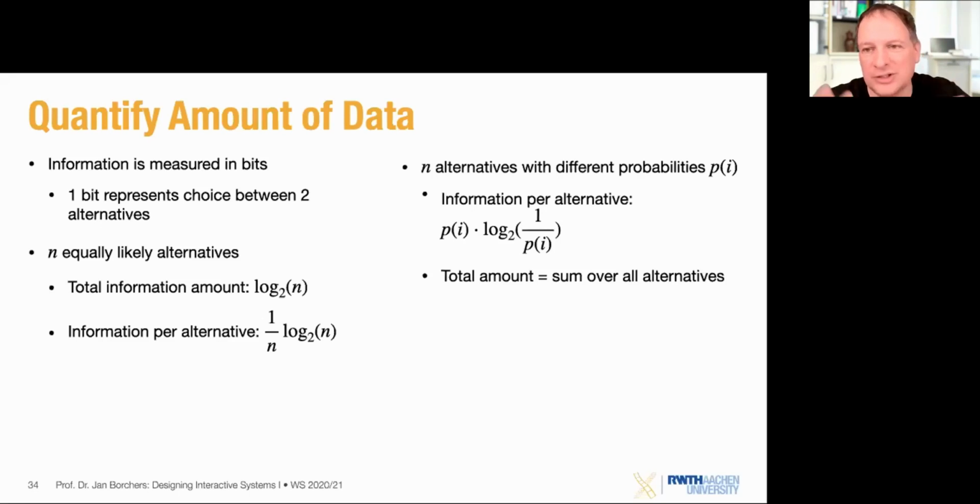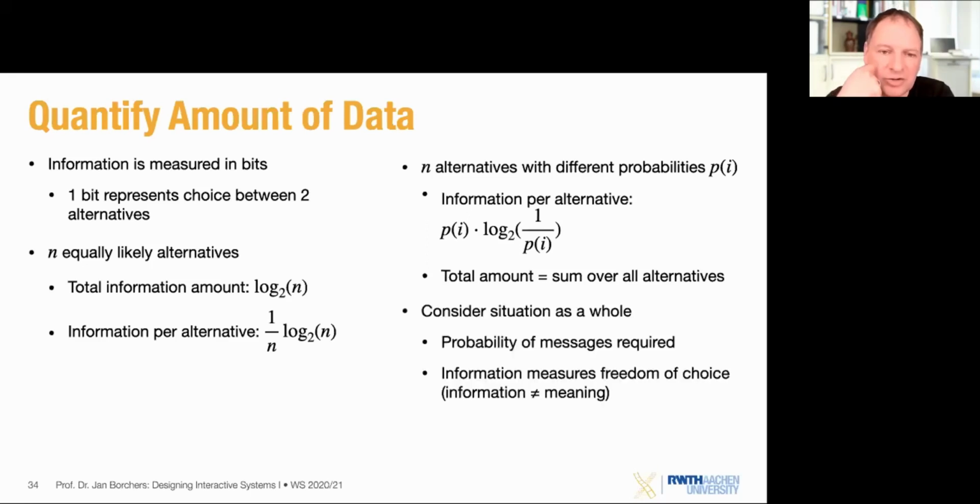That's a naive layman's way of interpreting Shannon's information theory. The information that is being provided per alternative at that point is the likelihood of that particular one times the logarithm of that fraction here. And the total amount is the sum of all of these alternatives.